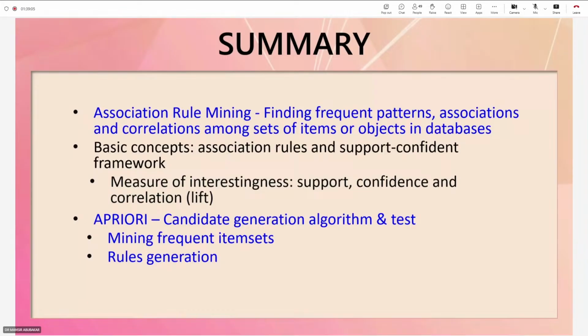So we have also seen the basic concepts, that is the association rules and the support-confidence framework, and how it works to determine the association or correlation, that is the lift. And then we have discussed the measures of interestingness, that is support, confidence and the correlation, which is also called lift. And for today, we also discussed the Apriori algorithm, which involves candidate generation, and then the test of mining frequent items and then generation.